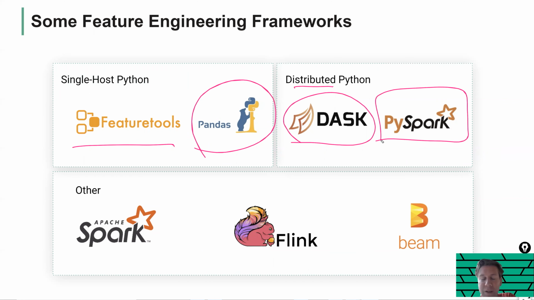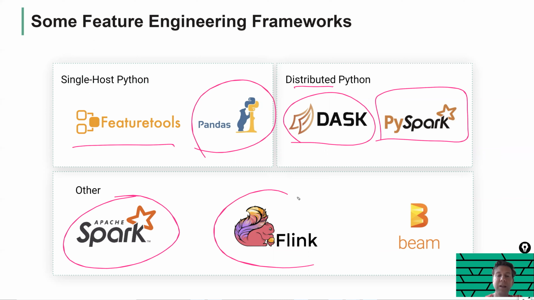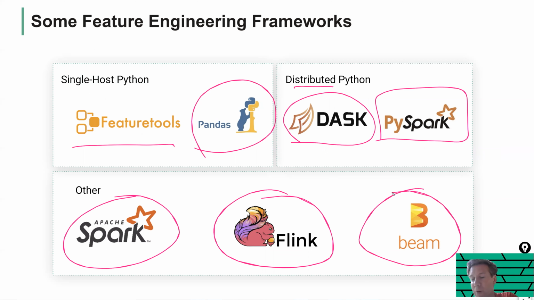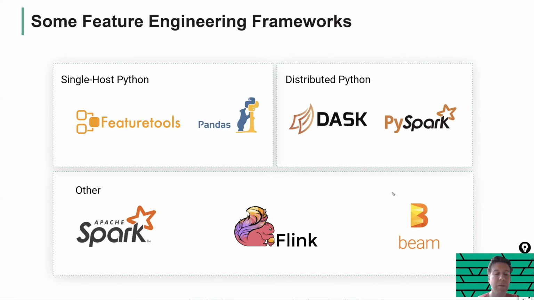PySpark is the version of Spark that's implemented in Python, and it runs on Databricks and also on the Hopsworks platform. Other popular frameworks for distributed feature engineering are Spark, Scala, Java, Flink, primarily Java, and then Beam, which supports both Java and Python, but runs primarily on Google Cloud Platform infrastructure with the Dataflow runner.